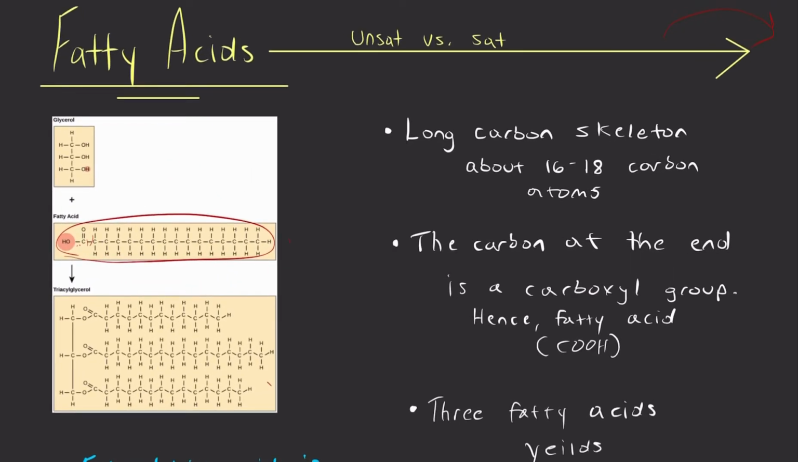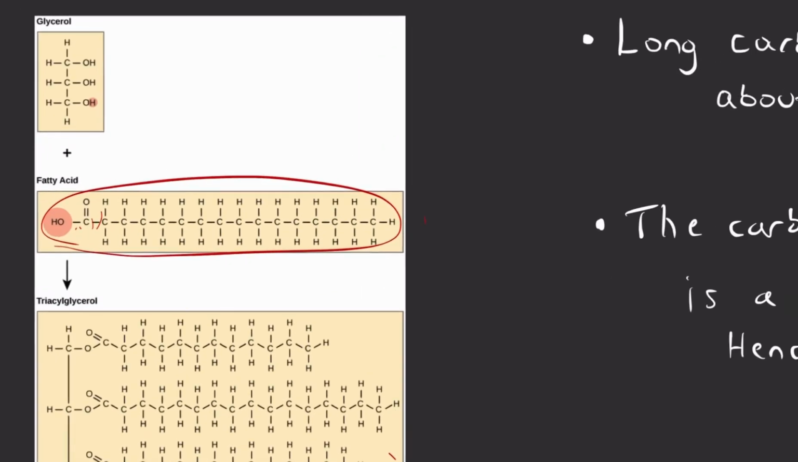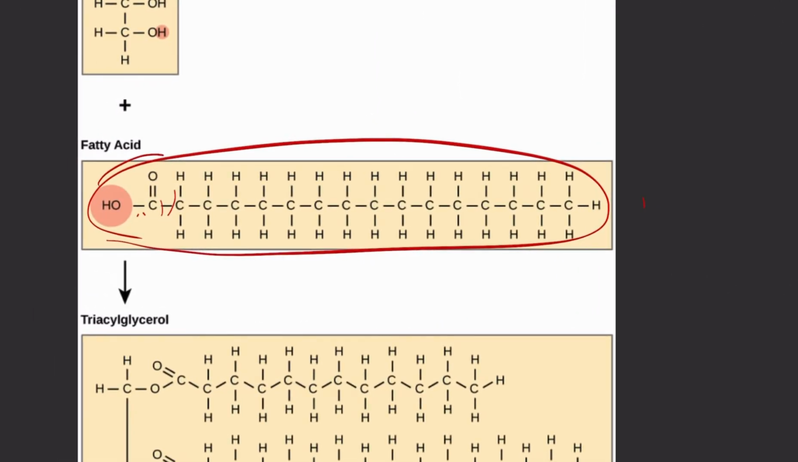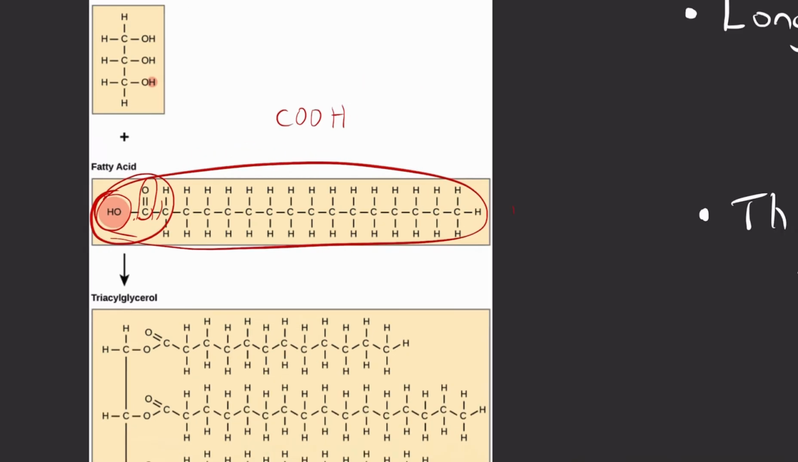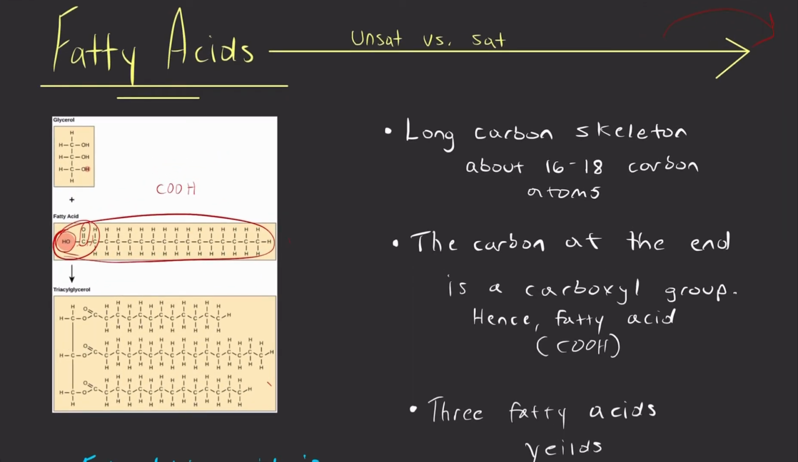They have a carboxyl group, hence it's called a fatty acid. If you guys see here, it has that special COOH that I talked about. It's always COOH, where we have a carbon double bonded to an oxygen and then an oxygen and a hydrogen. This is a carboxyl group or carboxylic acid. So therefore we call it a fatty acid, right?